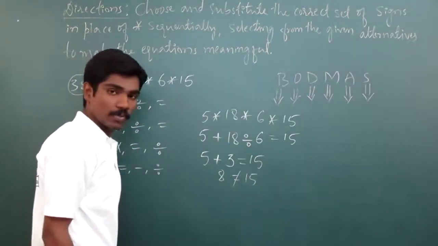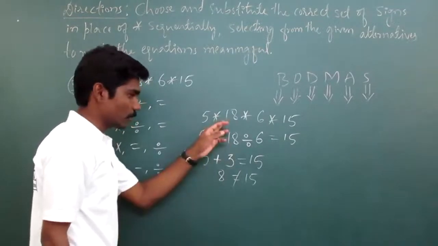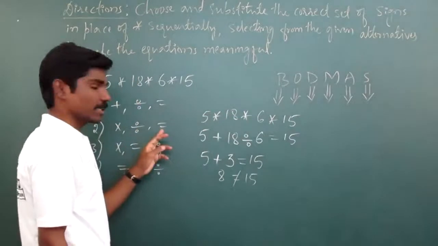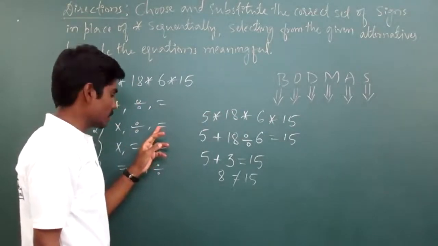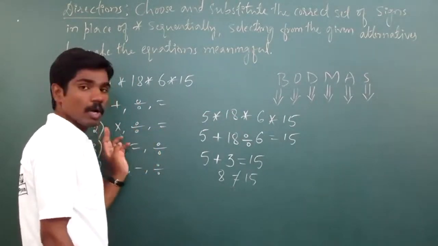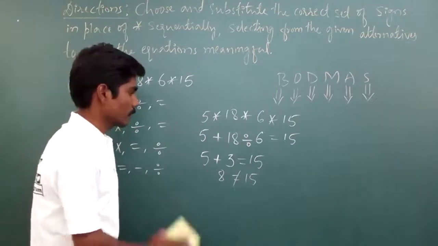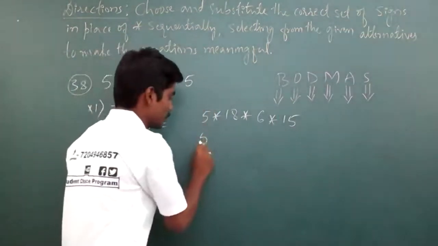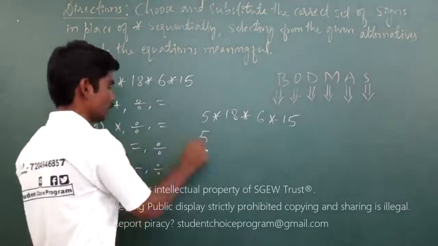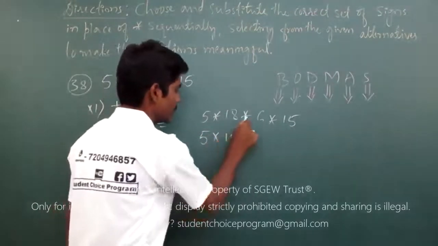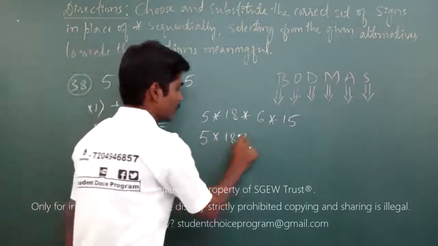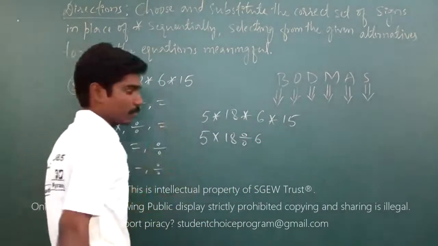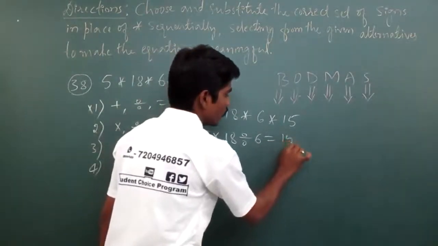Now what is the next procedure? Consider the question again. Replace these sets of stars by these sets of signs, that means the signs which are given in option 2. Okay. Now 5 as it is, star is replaced by into, 18 as it is. Now this star is replaced by division, 6 as it is. Now this star is replaced by is equal to. Okay. Is equal to 15.